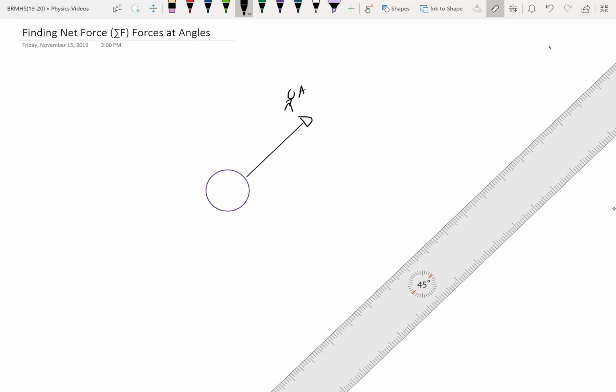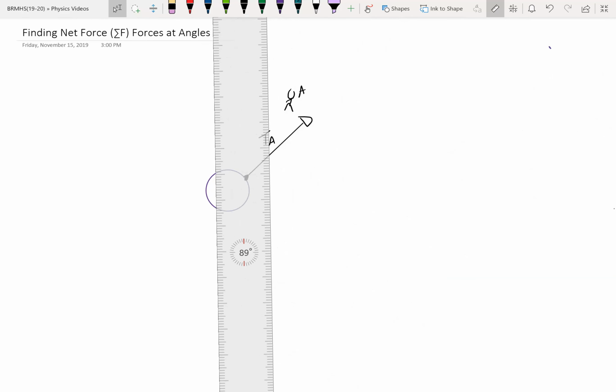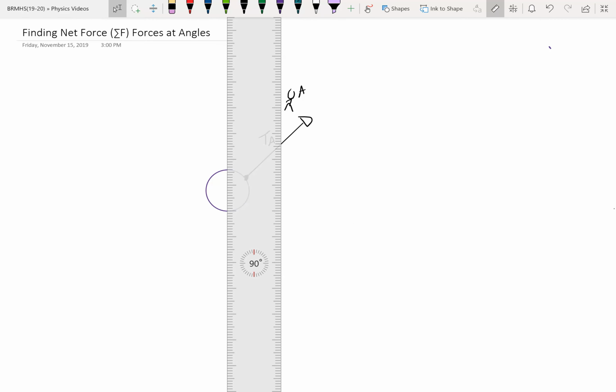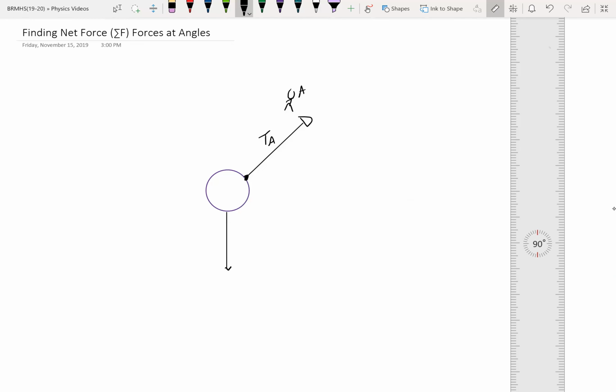They have a string attached to the hula hoop right here, and they're pulling with a force. Since it's a rope, it'll be tension A. And then we've got somebody else right down here. They have a rope attached to this hula hoop, and they're pulling with tension B. So there's person B. Let's make him look like a bird's eye view, because it's going to bother me. The arms, person A. All right, whatever.